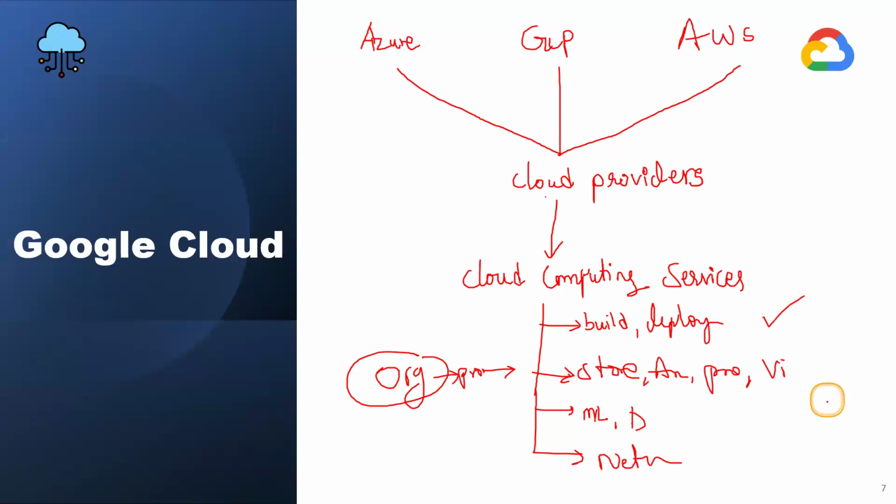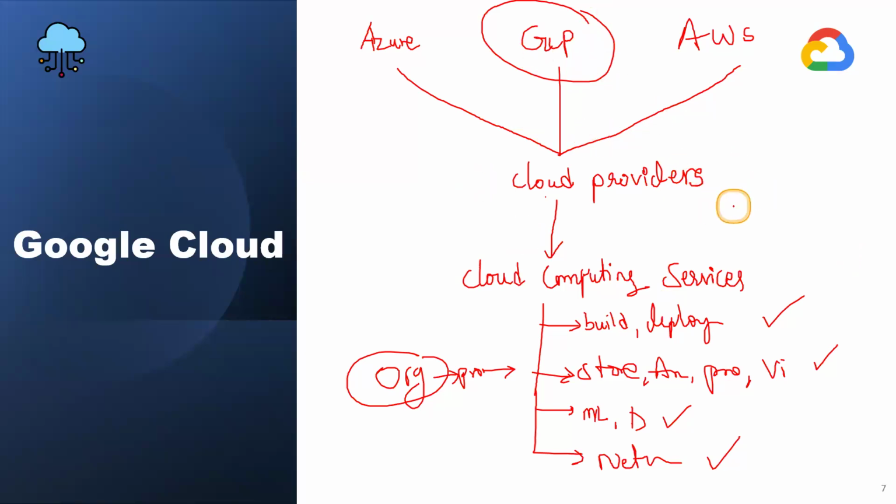Whether you want to build an application, store the data, create some machine learning models or deployment, or worry about the networking, whatever activity you want to do to fulfill your project requirement, you have a separate tool or a service or a system already created and available in the cloud platforms. One such cloud platform is Google Cloud Platform. One such cloud provider is Google Cloud.